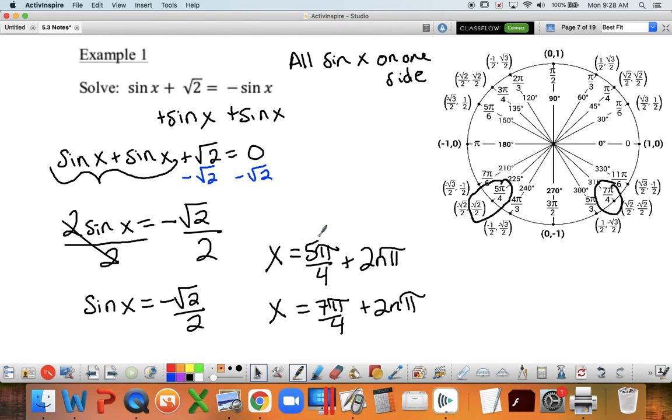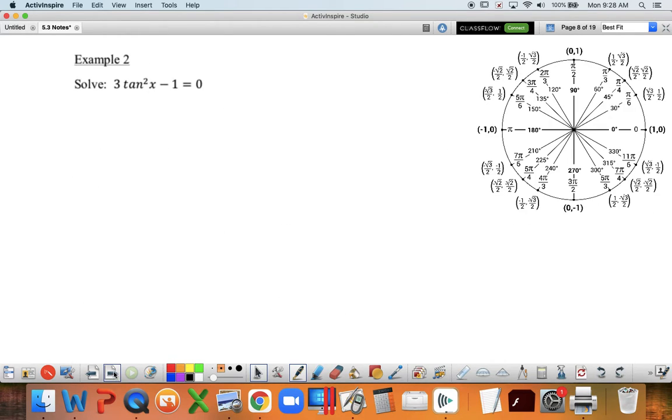And if I want to double check, I can take, say, 5 pi over 4, or if you'd rather use degrees, take 225 degrees, plug it into this equation. And the left side will equal the right side. So these are the solutions that I'm going to be looking for on a homework assignment. All right, let's do our next example.